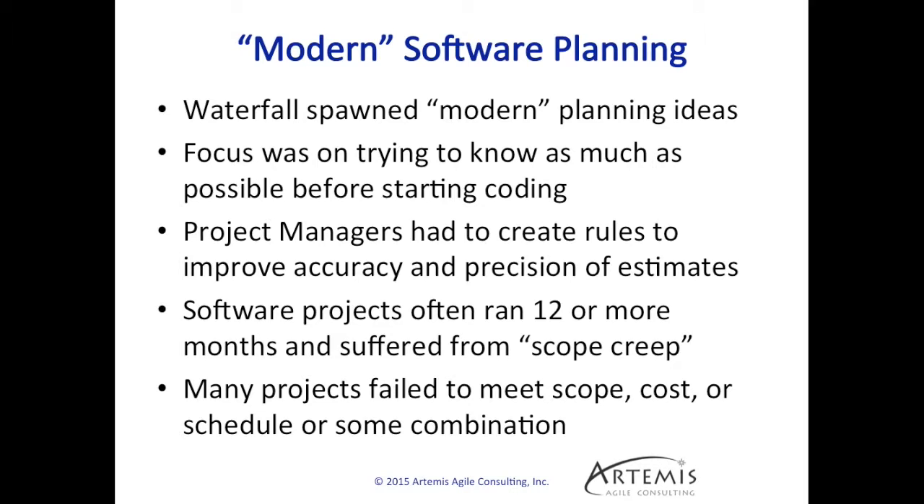The problem was that people are notoriously bad about estimates. And so project managers ended up having to create all of these rules to improve the accuracy and the precision of the estimates to give us some possibility of being able to complete things on time. The challenge is that with software projects running 12 or more months, we ended up in a situation where the competitive landscape changed or the customer needs changed or whatever, and suddenly we had to add more features to meet the new demands of the customer or the market, and we call this scope creep. So as a result, a lot of projects failed to meet scope, cost, schedule, or some combination of all of those things.